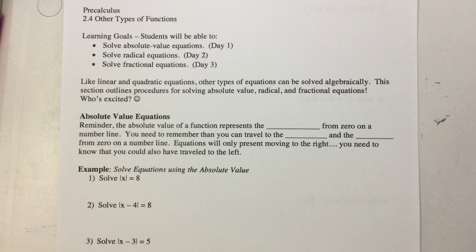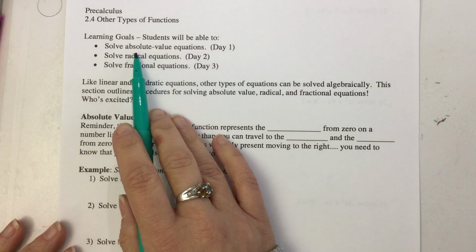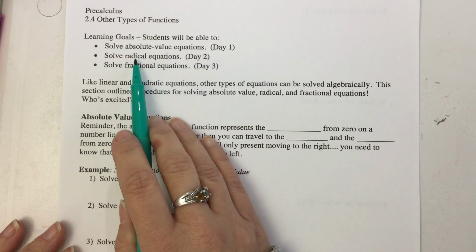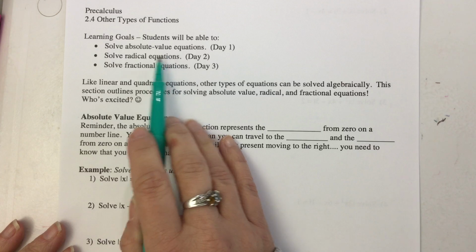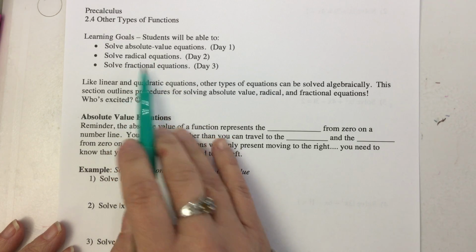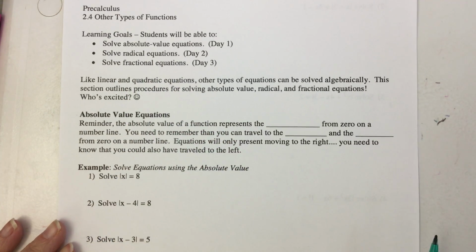Today we are looking at other types of functions in pre-calculus. We will actually spend 3 days in this section. That way we can focus on one type of function each day. Today we will look at absolute value equations, tomorrow radical equations, and finally, to finish 2.4, we will look at fraction equations.